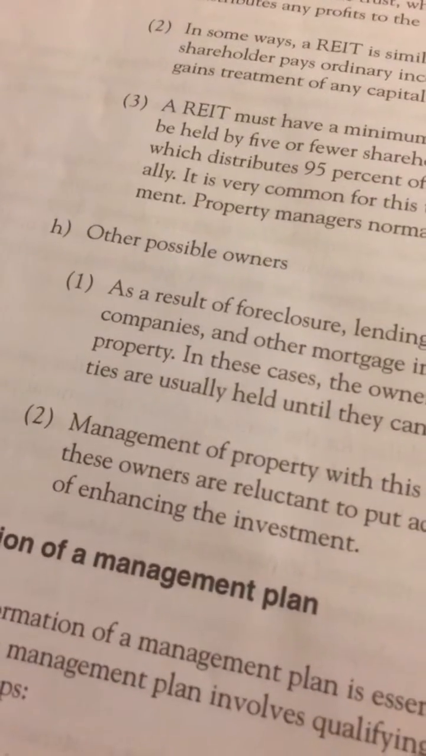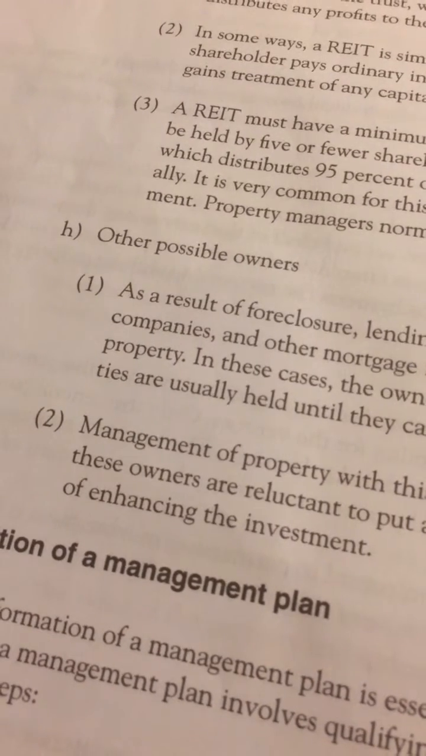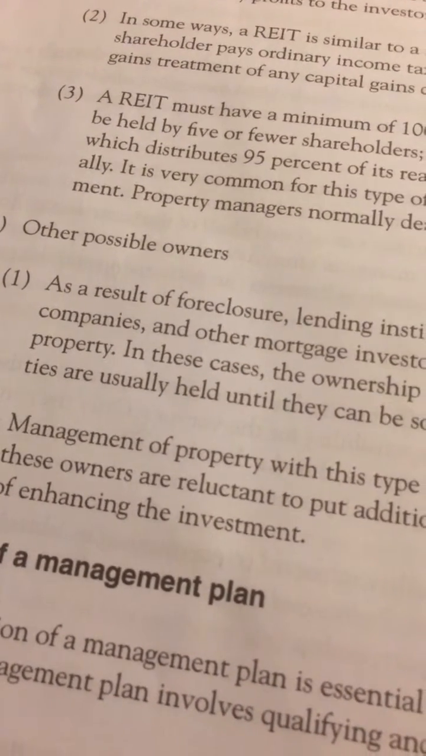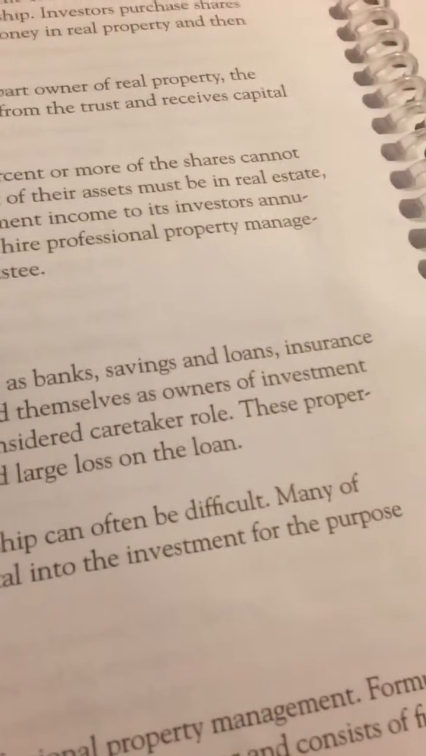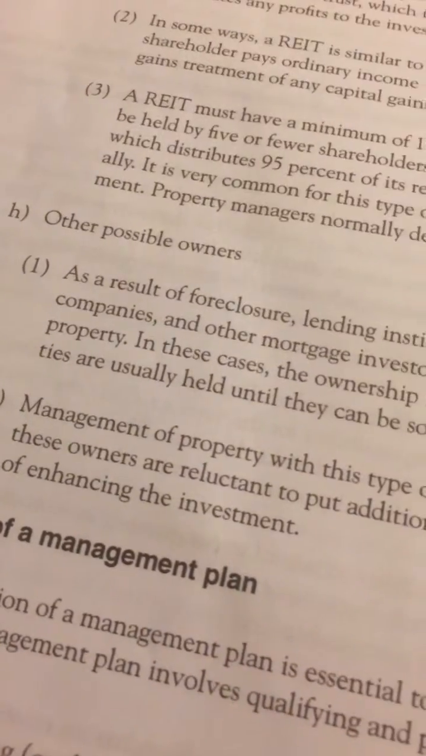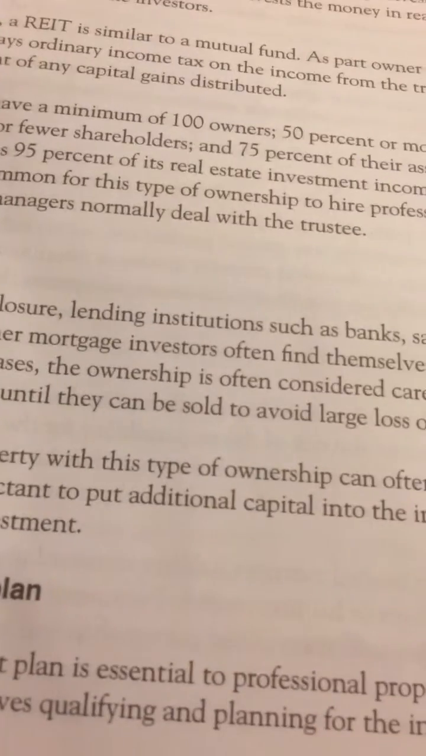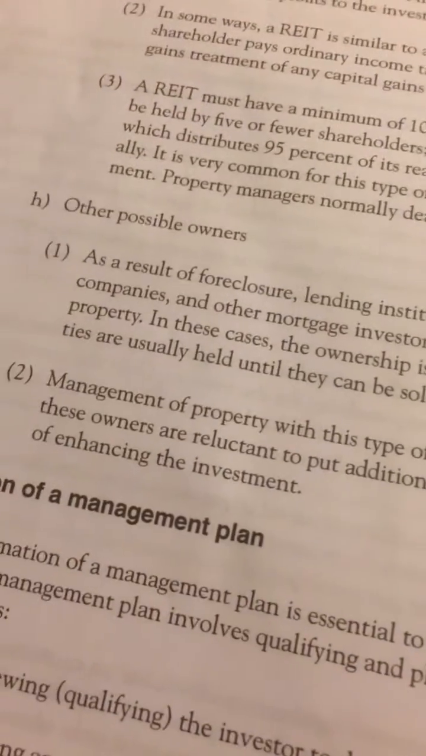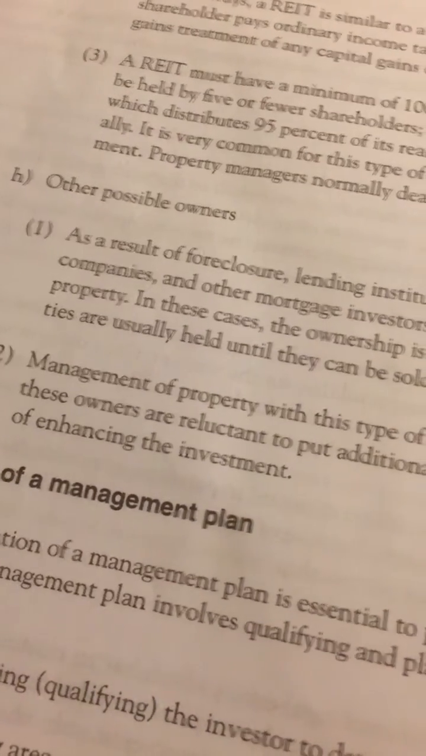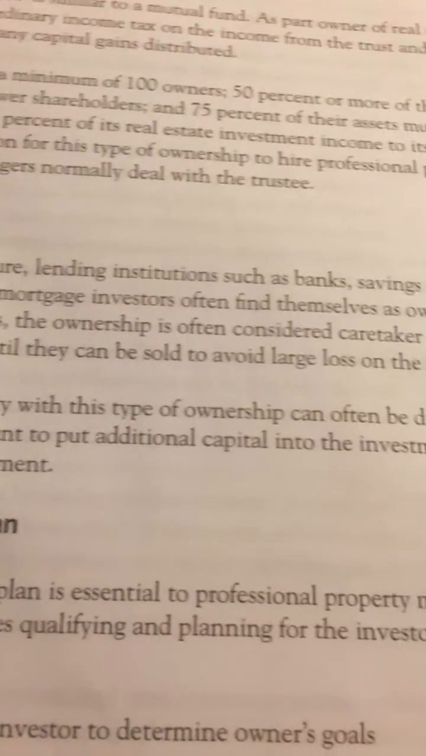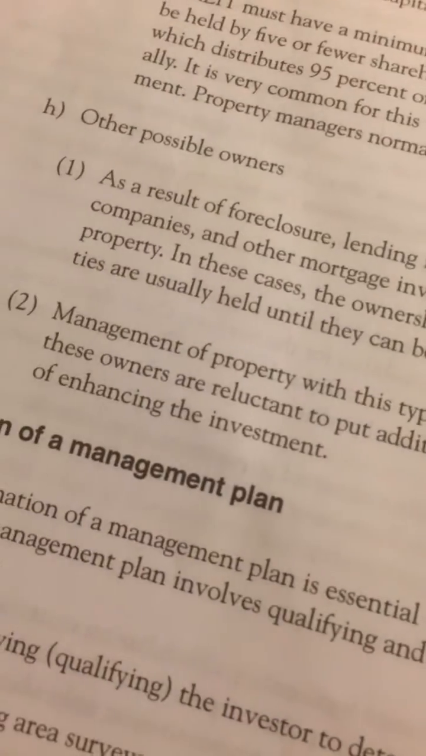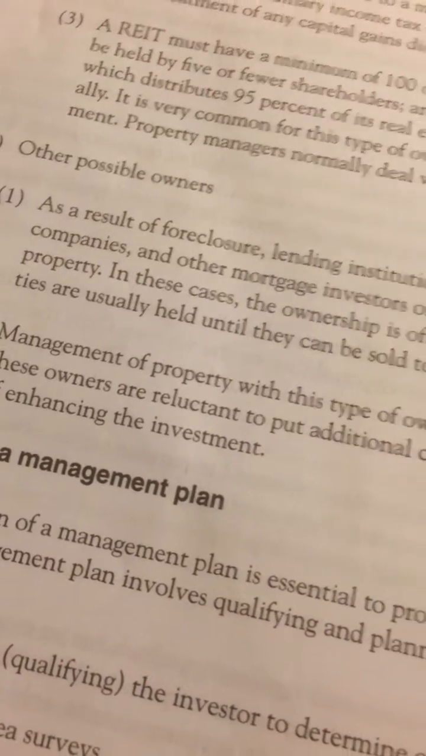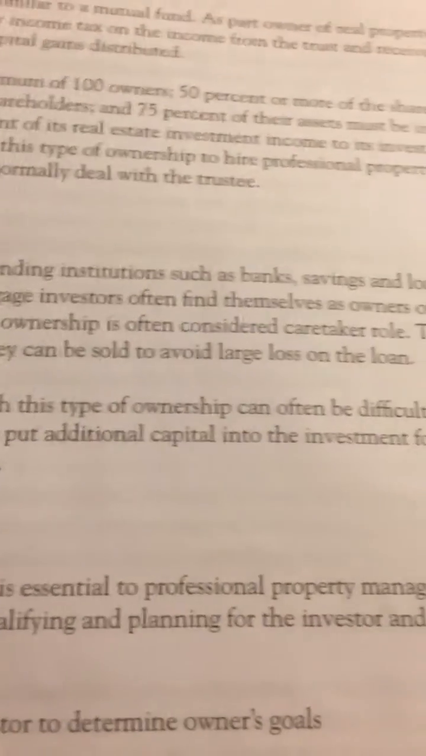H. Other possible owners. 1. As a result of foreclosure, lending institutions such as banks, savings and loans, insurance companies, and other mortgage investors often find themselves as owners of investment property. In these cases, the ownership is often considered a caretaker role. These properties are usually held until they can be sold to avoid a large loss on the loan.